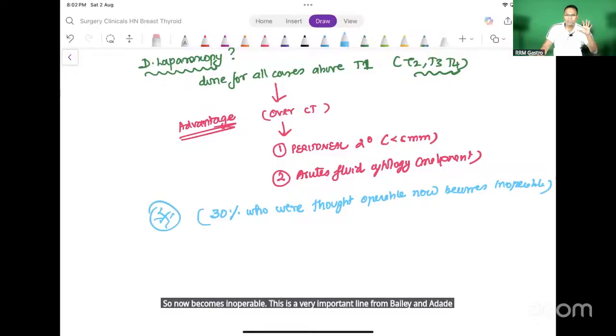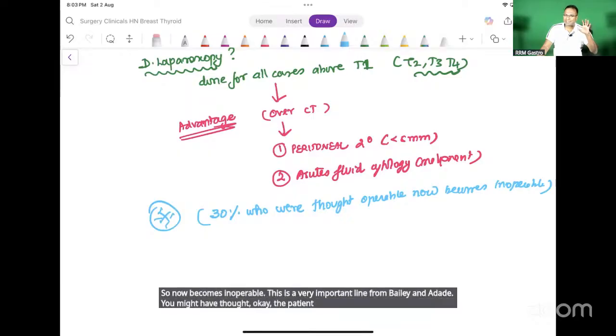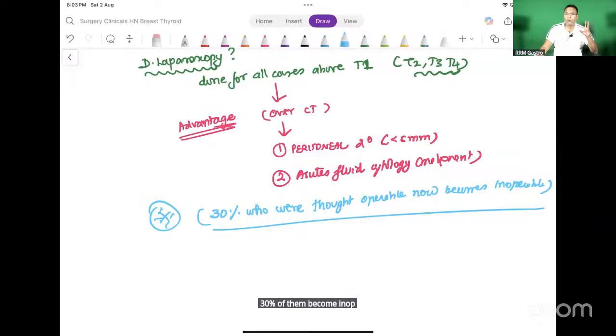You might have thought, okay, the patient is curable by cancer stomach operation. But when we go for surgery, before surgery, when you do a diagnostic laparoscopy, 30% of them become inoperable because of peritoneal or ascites secondaries. That's a very important point.